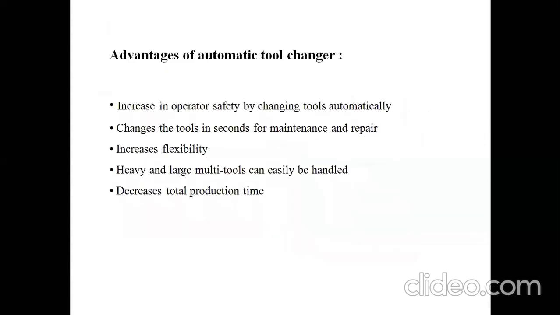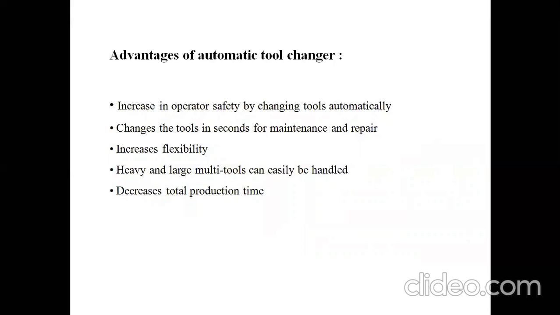What are the advantages of an automatic tool changer? Now we will see it in detail. There are a total of 5 advantages. When we are using an automatic tool changer, it increases operation safety while changing tools. On your CNC machine or conventional machine, it is necessary to change the tool according to the requirement of the operation. But here, the machine itself selects the tool according to the command. So it is safer for the operator also.